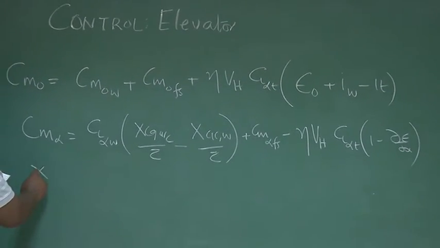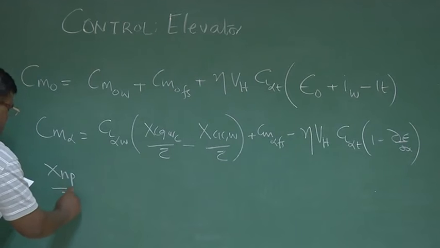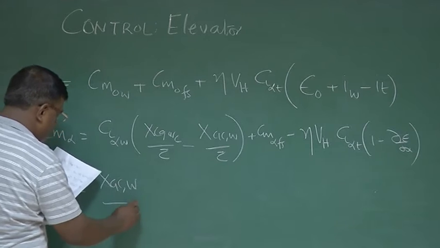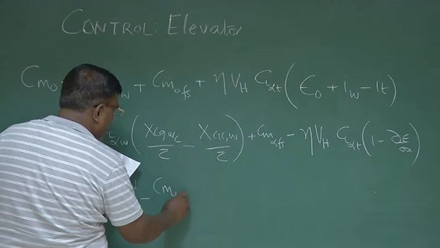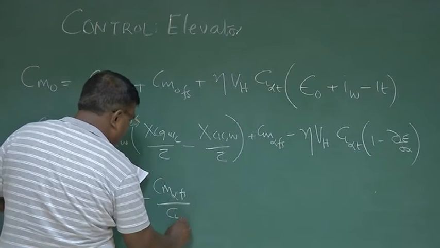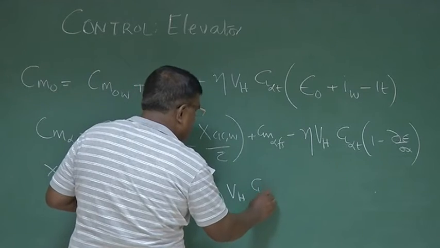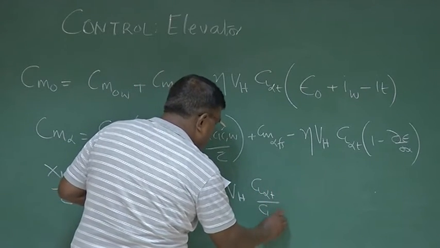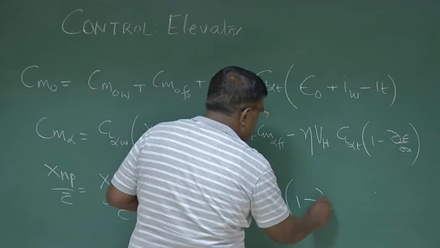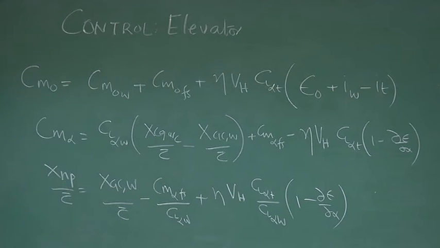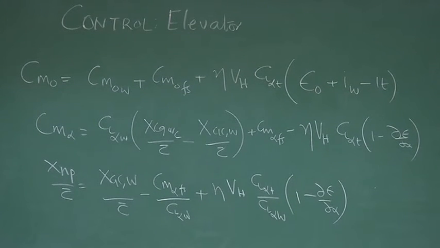And also we found our neutral point location as X AC wing by C bar minus Cm alpha fuselage by CL alpha wing, plus eta VH CL alpha tail by CL alpha wing into 1 minus d epsilon by d alpha. This looks much neater, right? Whatever effort we made yesterday, the gist was these 3 expressions. Let us visit them as a designer.